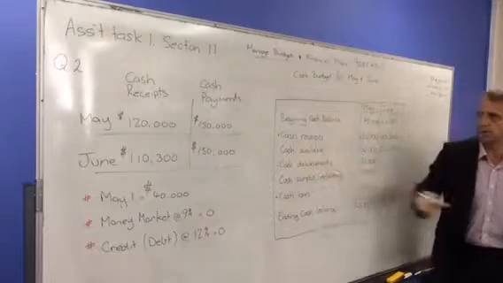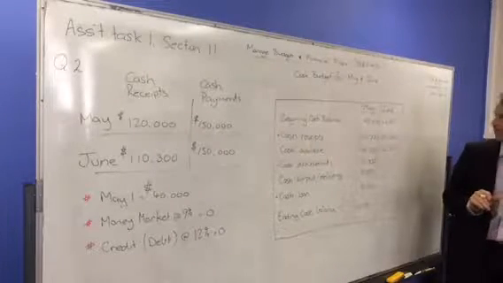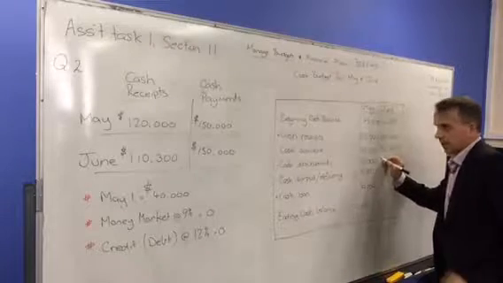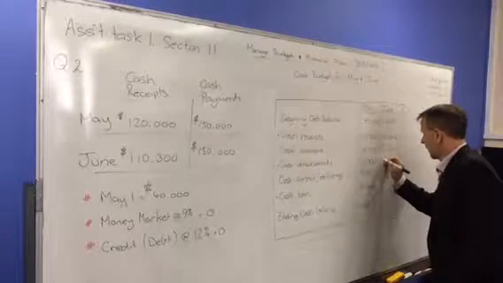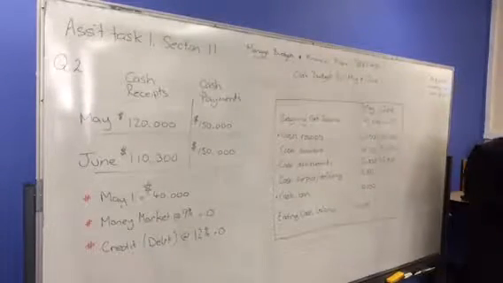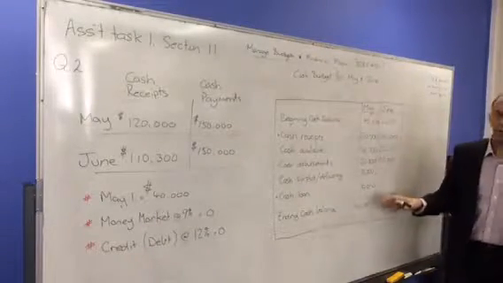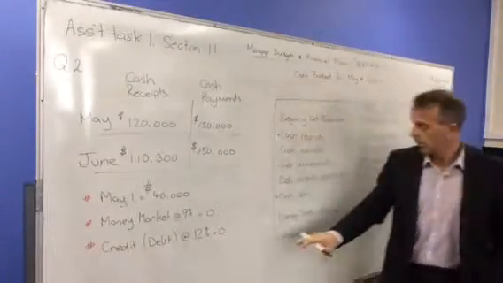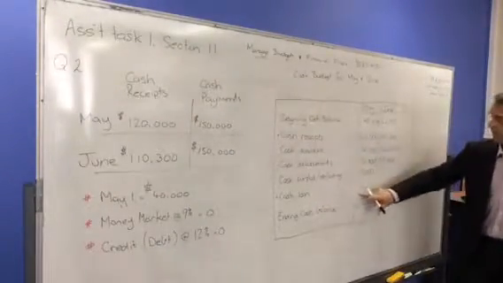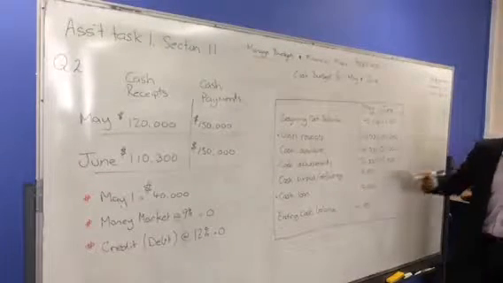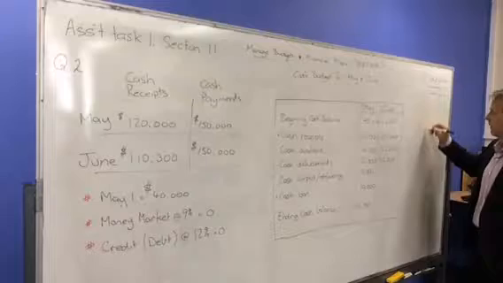Cash disbursements for the month of June. What was that? 150. You see that? Wonderful. However, let me just stop you there. There's something going on here. Remember what happened in May? They took a loan. How much did they borrow in May? $30,000. At how much interest? 12%. At 12%. Thank you.